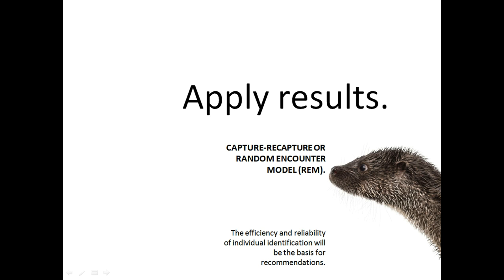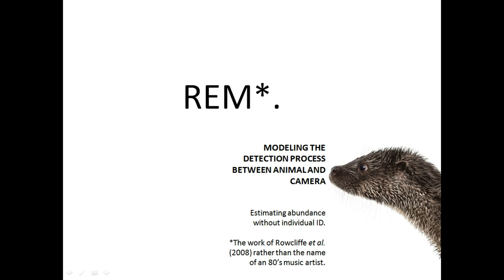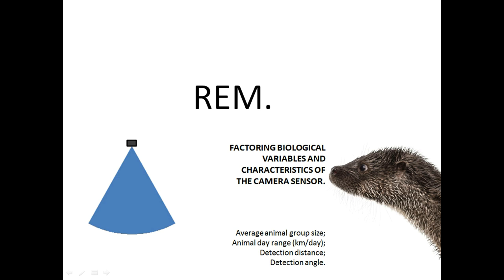The greatest promise is in the form of this random encounter model. It is the REM. Now, REM, I am of course not talking about the 80s music artist. I am talking about the work of Marcus Radcliffe and colleagues with the Zoological Society of London. This is a method where you can estimate abundance without individual ID. This method works basically following principles of physics, whereby you factor the biological variables of the species you're studying and the characteristics of the camera.